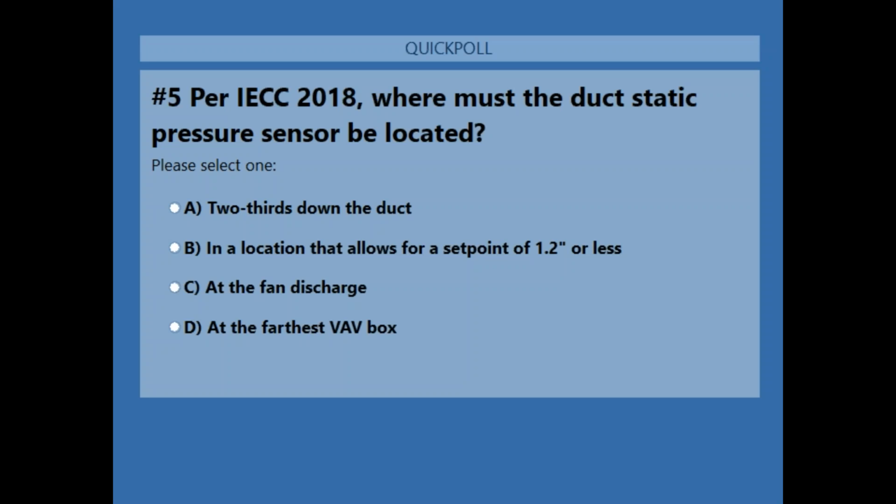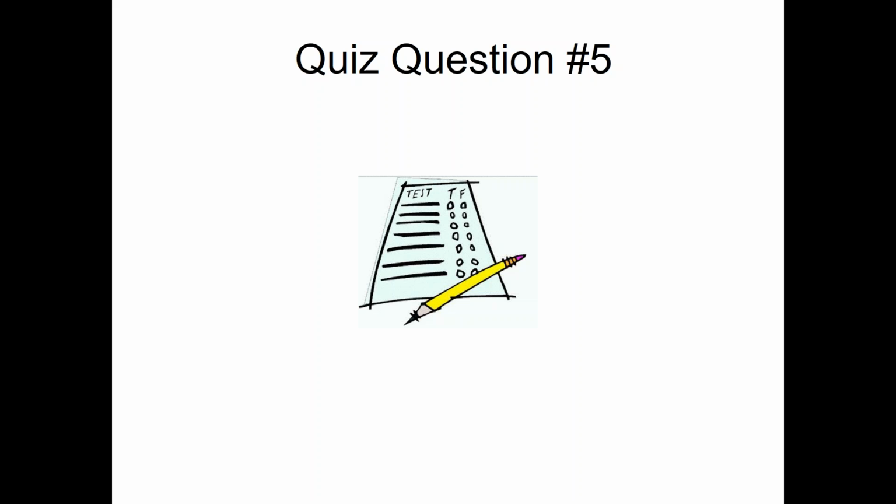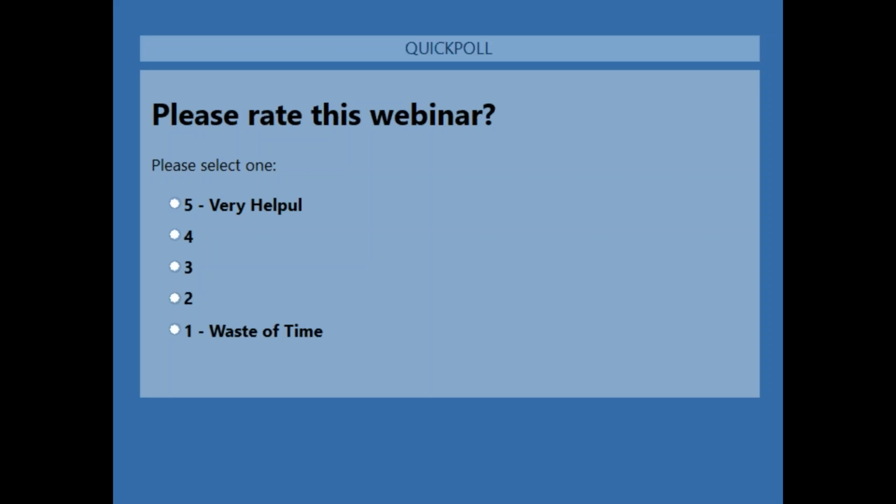All right, 80% of you have answered the quiz question, so I will give you 5 seconds, 3 seconds. And the correct answer is, in fact, B, wherever it needs to be 2/3 of the way down the duct. All right, the last question is, there's no right or wrong answers. It's just to prove that you made it all the way to the end so I can give you your hours. How do you rate this overall webinar?